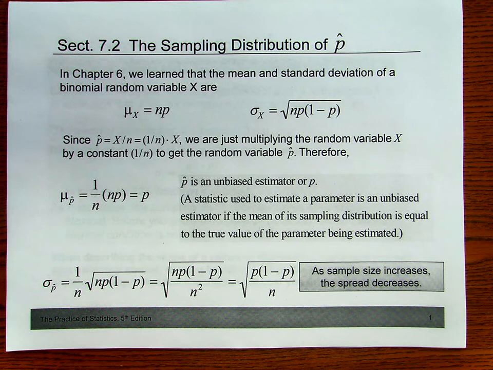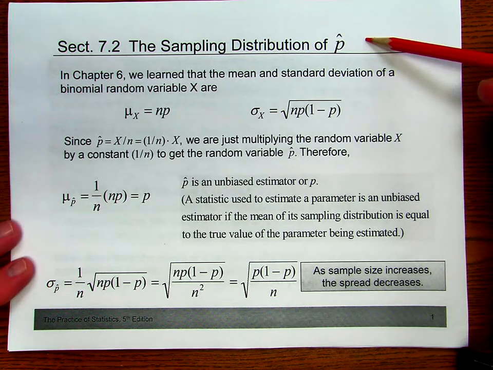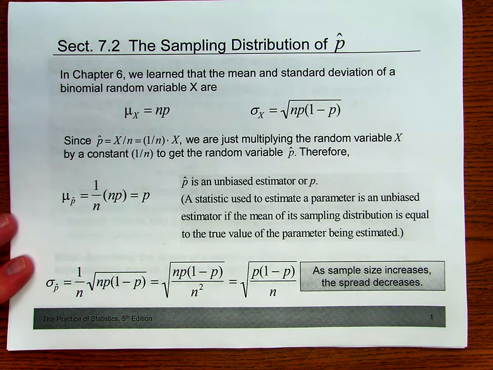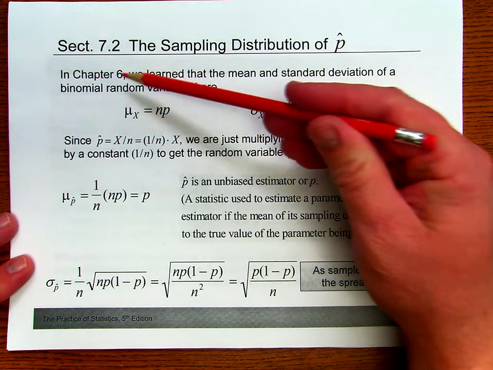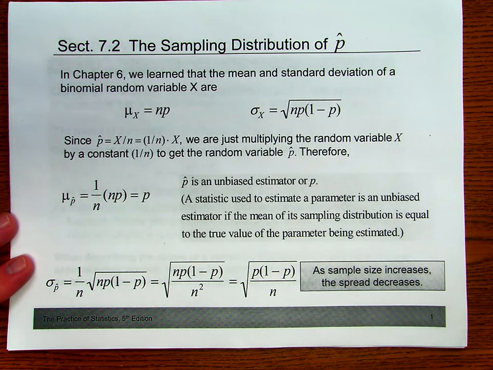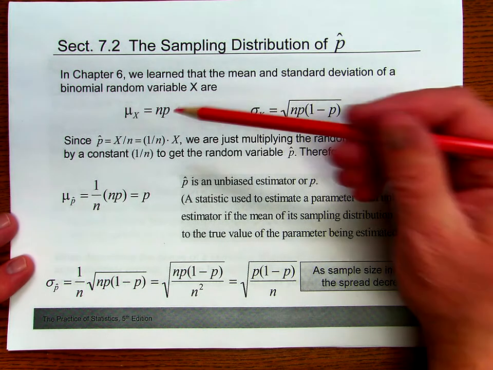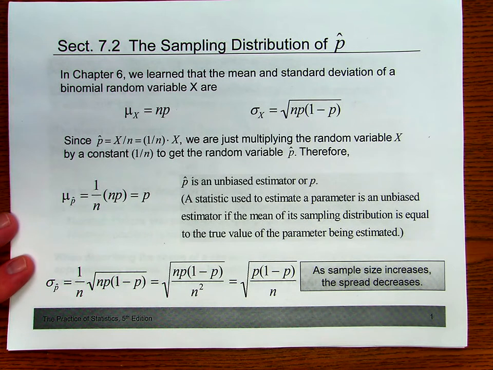Today's lesson is section 7.2 from your textbook. We are looking at the sampling distribution of p hat, and in order to address this properly, you need to recall some stuff from the previous chapter. In chapter 6, we learned the mean and standard deviation of a binomial random variable X, and those formulas are as they appeared in chapter 6.